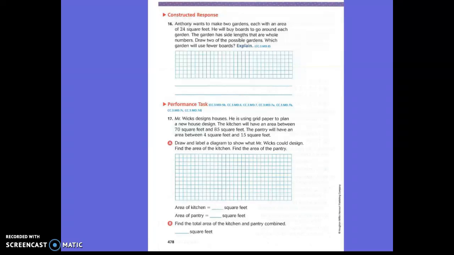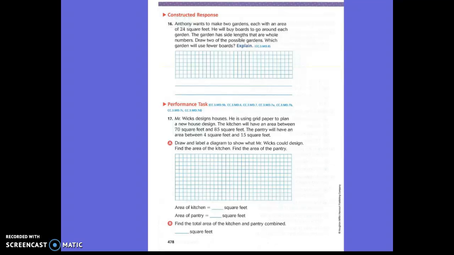Okay, boys and girls, read the story problem for number 16. Anthony wants to make 2 gardens, each with an area of 24 square feet. He will buy boards to go around each garden. The garden has side lengths that are whole numbers. Draw 2 of the possible gardens. Which garden will use fewer boards?